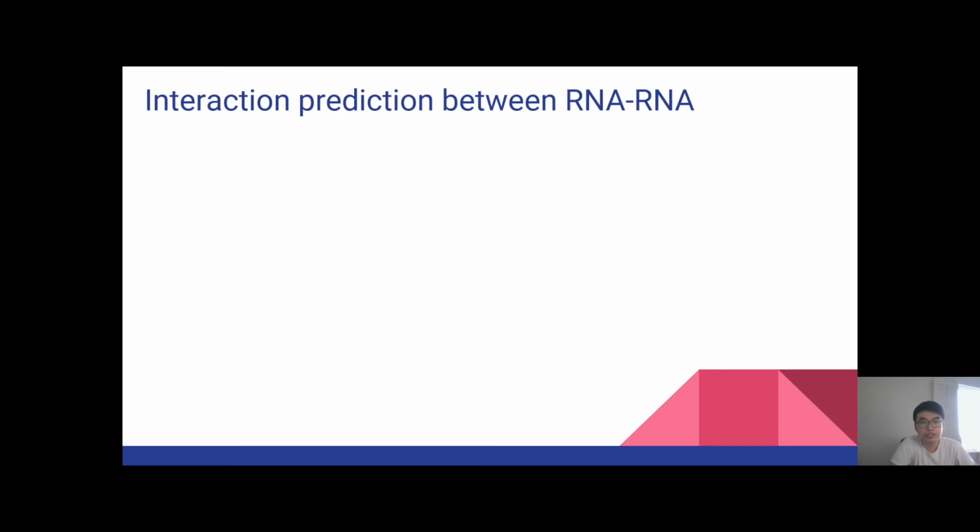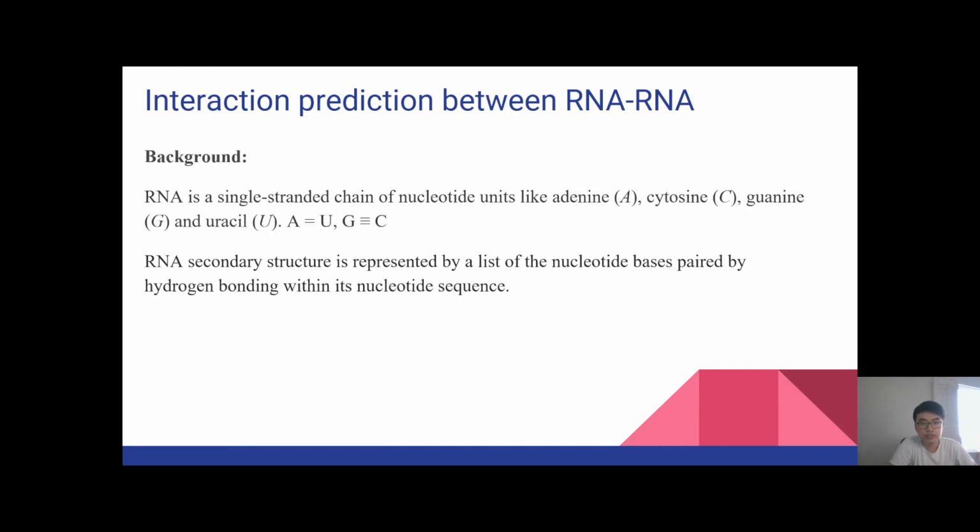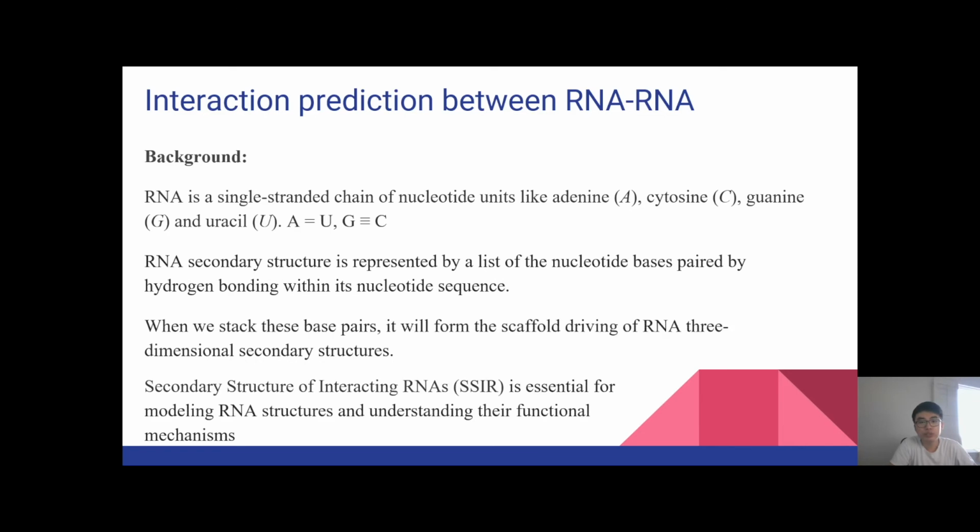Next, I want to go into interaction prediction between RNA and RNA. RNA is a single-stranded chain of nucleotide units like adenine A, cytosine C, guanine G, and uracil U. A will connect with U by 2 hydrogen bonds, whereas G will connect with C by 3 hydrogen bonds. RNA secondary structure is represented by a list of nucleotide bases paired by hydrogen bonding within its nucleotide sequence. When we stack these pairs together, they form a scaffolding of the RNA's three-dimensional structure.